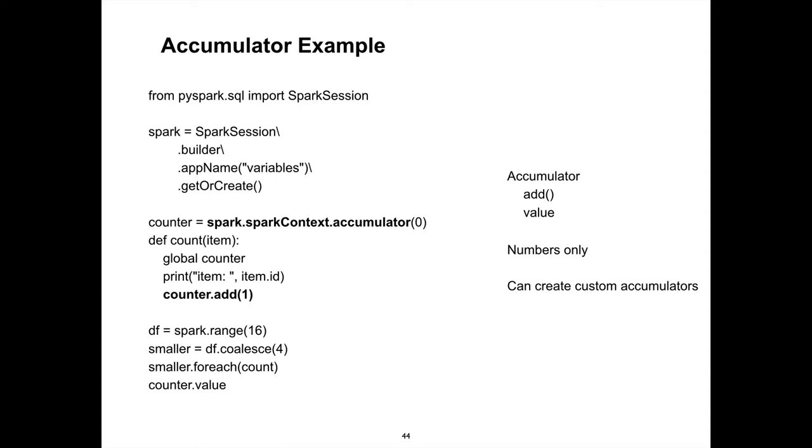I define my function, and again, I have to create a global. I can't access the value here because this is going to be done on the worker machine. I can just call add on it. In this case, I'm adding one. And then again, I'm just creating a simple data frame, forcing it to use four partitions. And then this foreach is going to execute that count method on the worker machines, right?